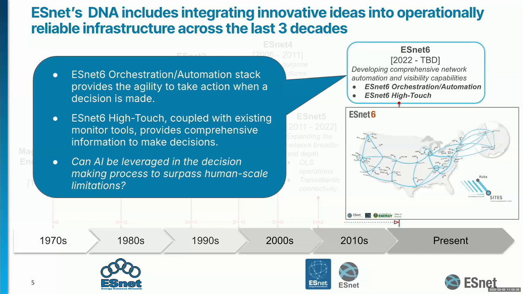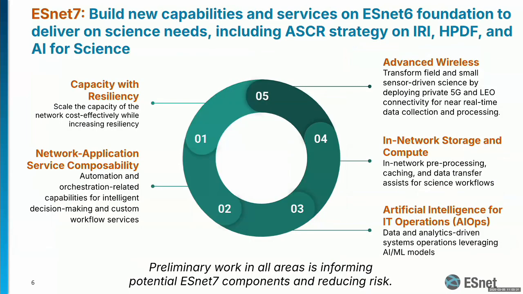For ESNet 7, we're starting to look at our next generation network and starting to do the planning. There are 5 areas that we're looking at: capacity and resiliency, network application service composability, advanced wireless, in-network storage and compute, and then artificial intelligence for IT operations.